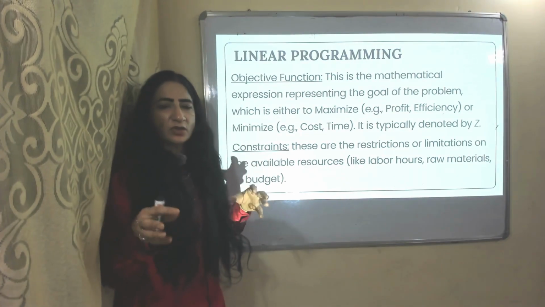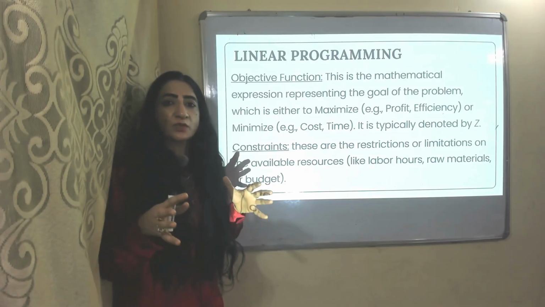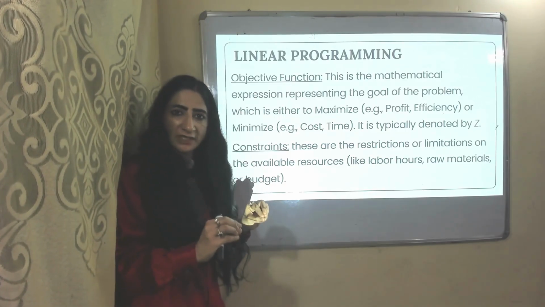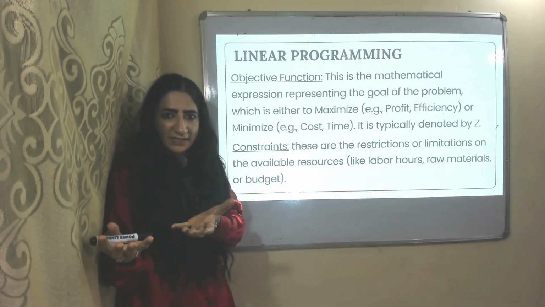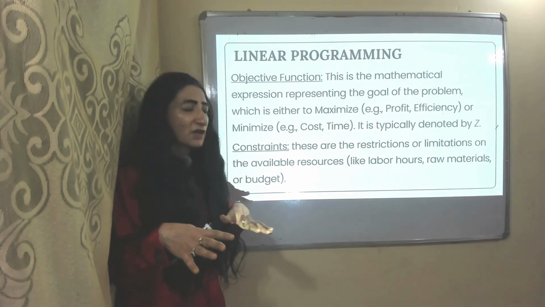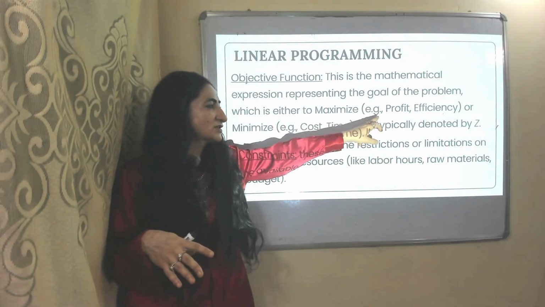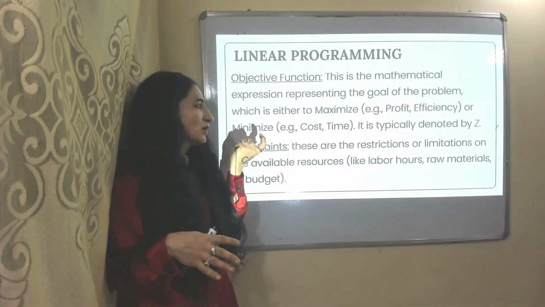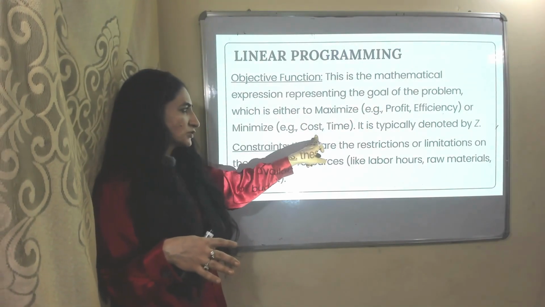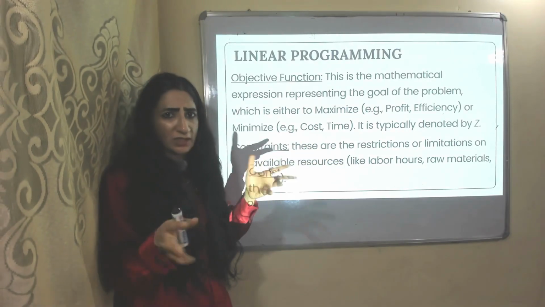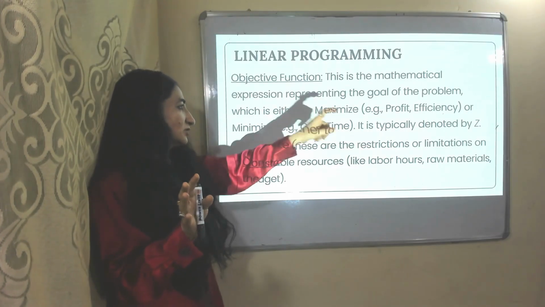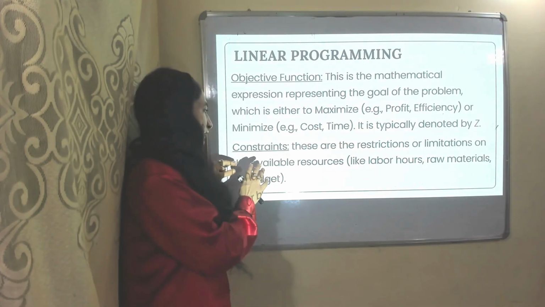Second component is the objective function. That means what you want to achieve through linear programming. Either your goal is maximizing something or minimizing something. For example, you want to maximize your profit or efficiency, or you can minimize your cost or minimize your time. These can be your objective to achieve through a linear programming problem, and it is denoted by Z.